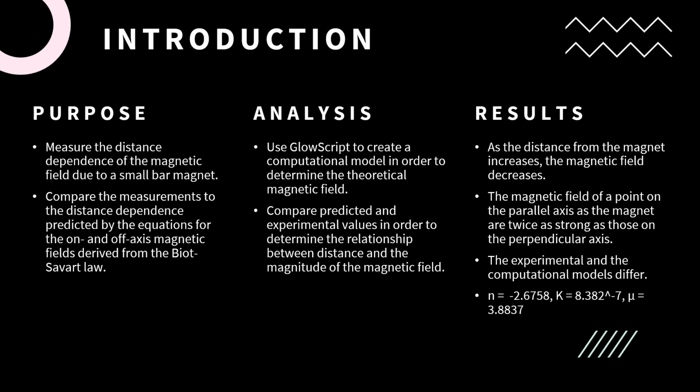The results are as follows. As the distance from the magnet increases, the magnetic field decreases. The magnetic field at a point on the parallel axis of the magnet is twice as strong as those on the perpendicular axis, and the experimental and the computational models differ in their values. The n found in this experiment was negative 2.6758, and k derived from an equation that we'll see later is equal to 8.382 times 10 to the negative 7. The mu is also 3.8837.